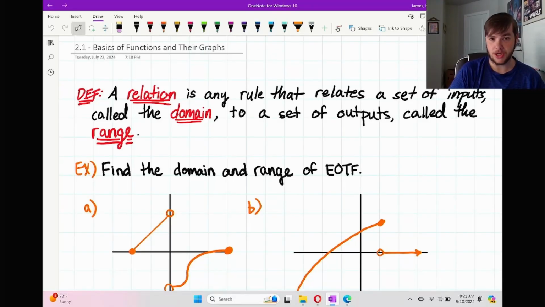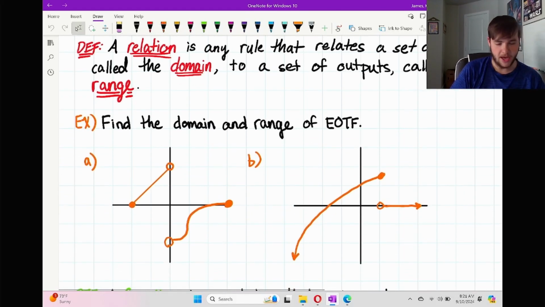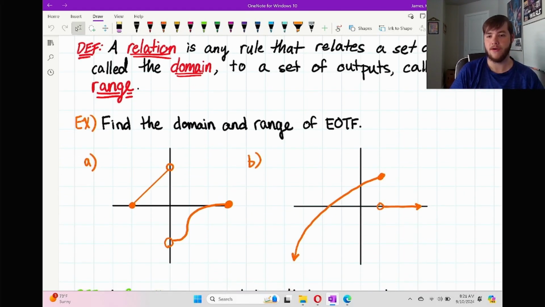A relation is any rule that relates a set of inputs, which we call the domain, to a set of outputs, which we call the range. Below, I have a picture of a couple of relations, and I would like you guys to find the domain and range of each of the following.